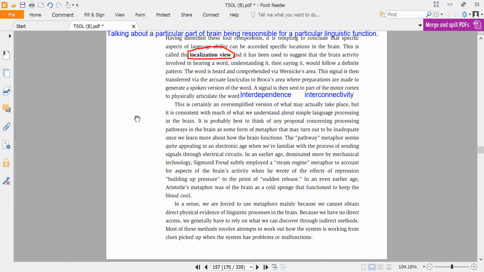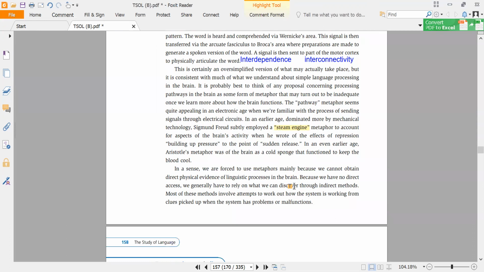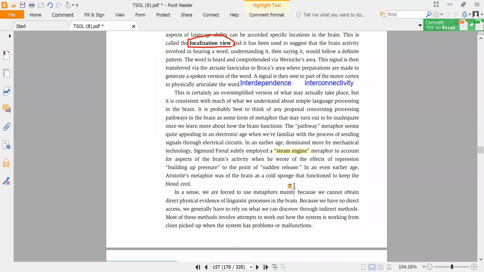Okay, so if you look at Sigmund Freud, he draws the analogy of a steam engine. According to him, the brain acts like a steam engine, right? And it builds pressure, right? Pressure in the blood and things like that. Aristotle has got his own perspective about this. Some people in this modern era are drawing an analogy between a computer system and the human brain, right?